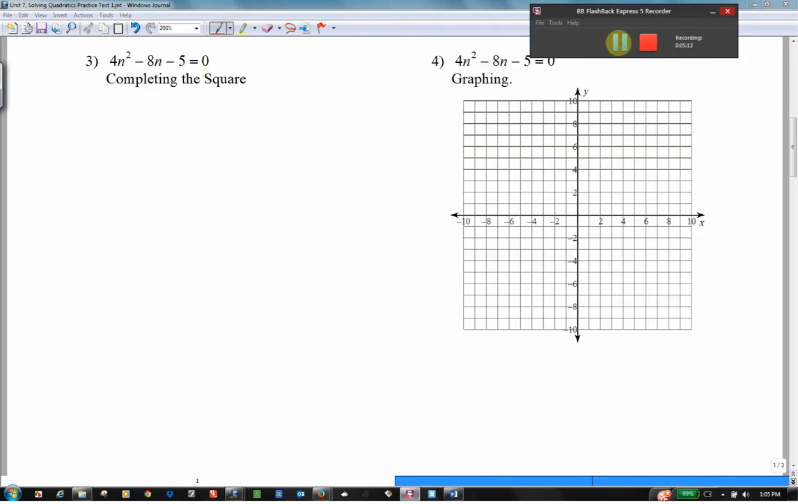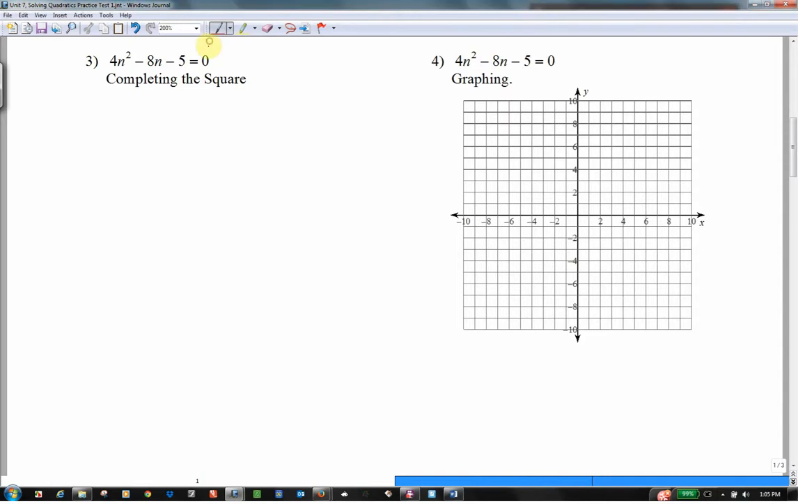Okay, the next one is going to be completing the square. I better get the same answers. So on completing the square, the first thing to do is if there was a number right here, we could go ahead and move the number over with the 5. But probably what I'd do first is make sure it's set up in standard form like this. Now I have 4n squared minus 8n minus 5 equal to 0.